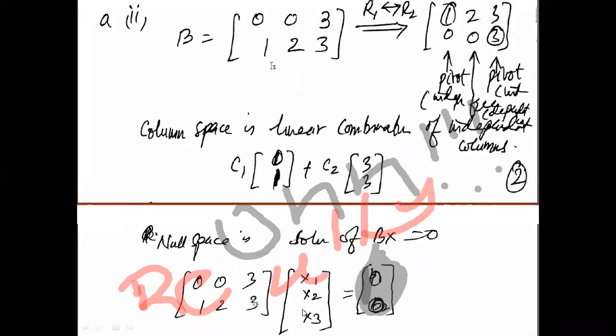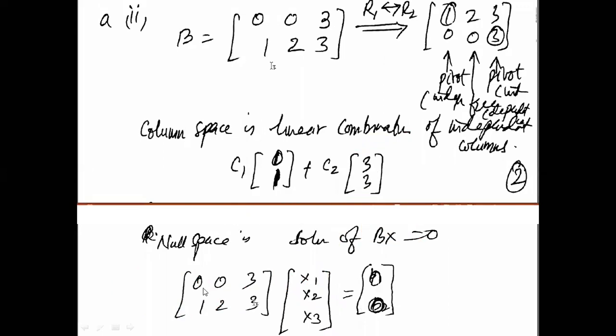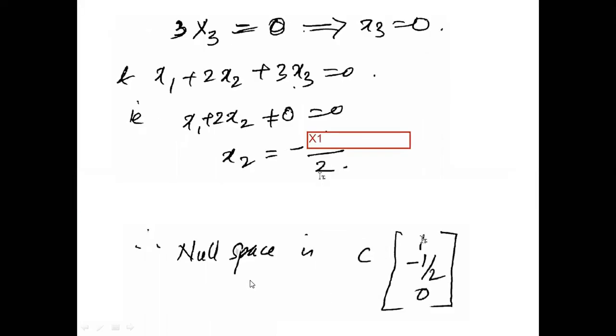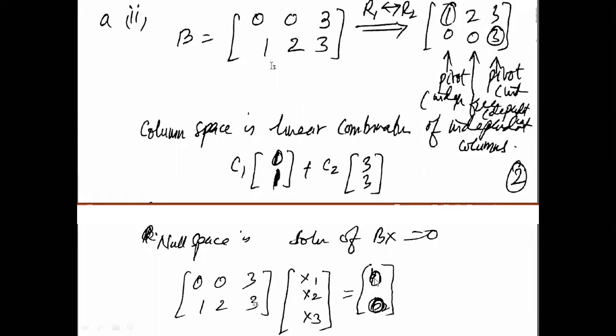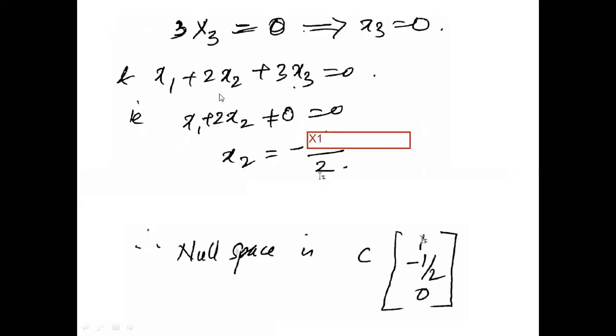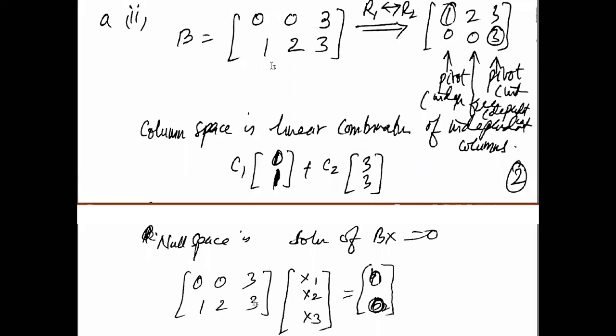So from this matrix, we can see that x1 will be multiplied by 0, x2 with 0, and x3 with 3. Okay. So we can write 3x3 equal to 0 from here. And similarly, you'll have x1 plus 2x2 plus 3x3 equal to 0. So I can write this as x1 plus 2x2, and that cannot be 0. Right? Therefore, x2 just comes out to be minus x1 by 2. Therefore, now we can write the null space as 1 minus half, because x1 is 1, and 0. So this is another method of finding the column space and the null space.